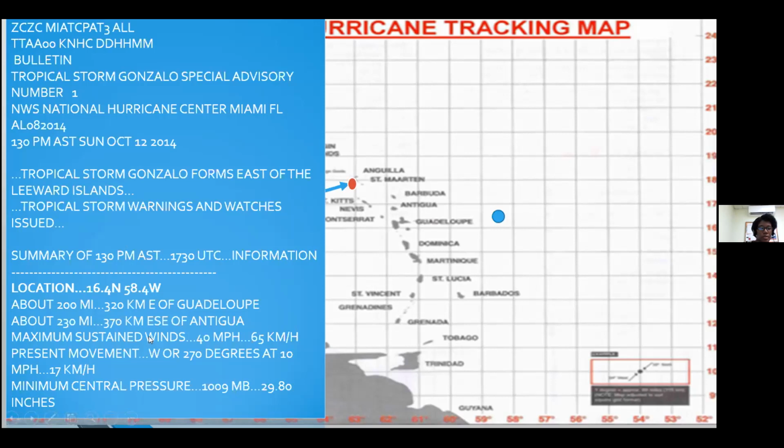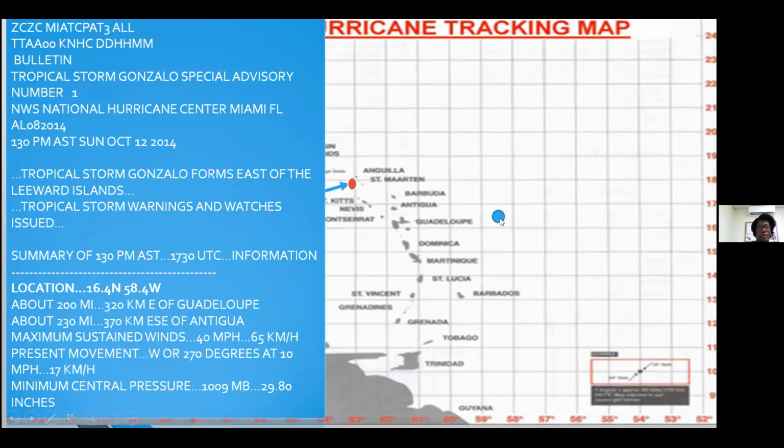The wind speeds were 40 miles an hour, and it was moving west. That means it was moving straight in this direction towards Guadeloupe at that time. We note the pressure. Pressure was 1009 millibars, and it was moving at 10 miles per hour. The entire system was moving at 10 miles an hour. That was kind of slow.